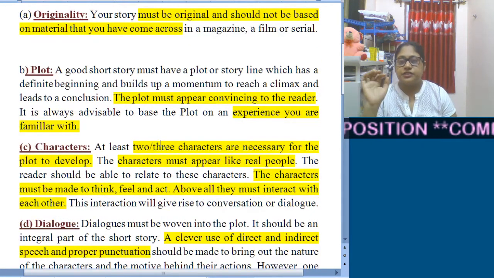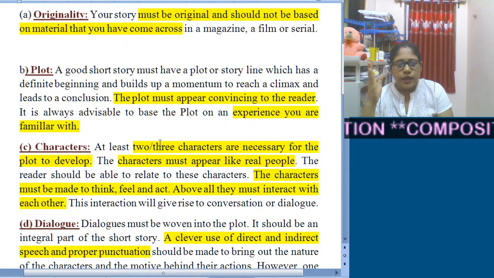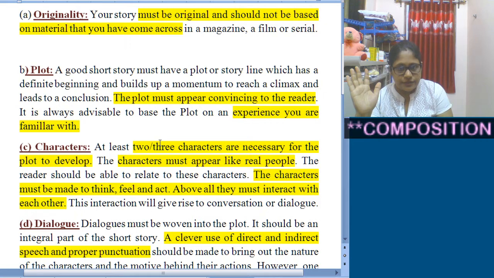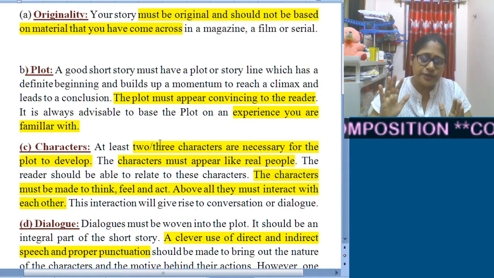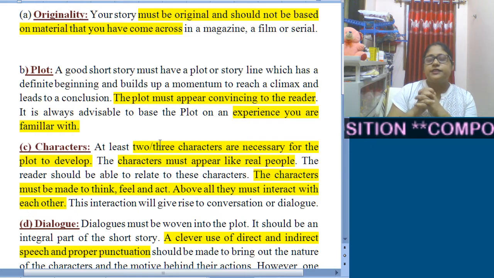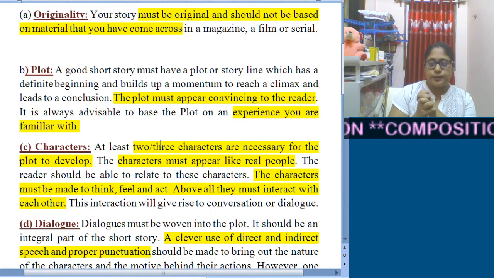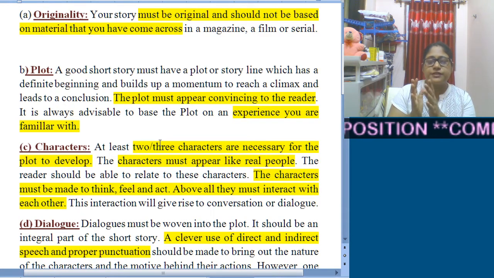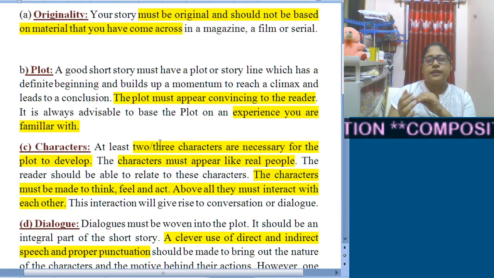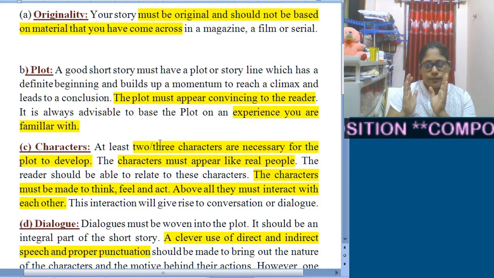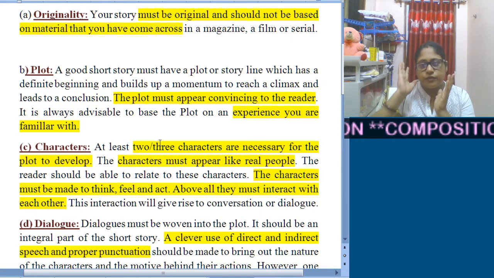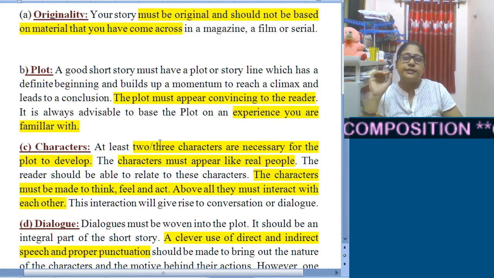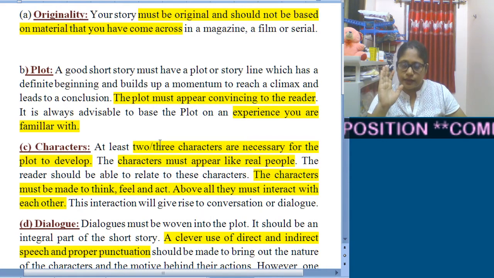Then comes characters. Now, in a short story, there must be at least 2 to 3 characters, because they are required to develop the plot, and the characters must appear like real people. Means though they are imaginary, their representation should be in such a way that the reader will nowhere feel that it cannot be a real person, that it's something fictional, something imaginary. It should appear real like people.